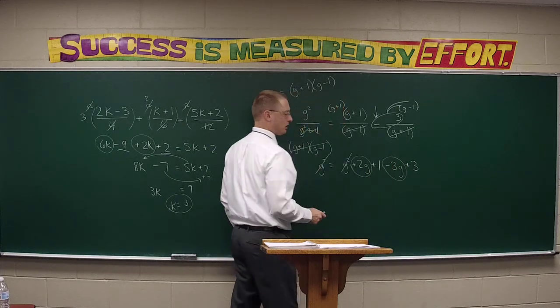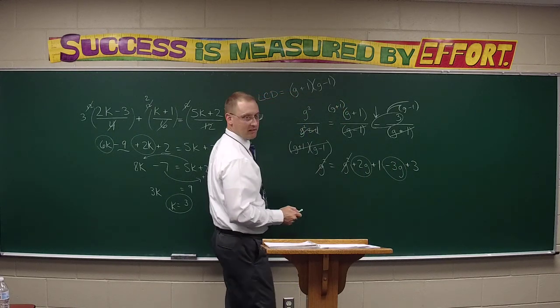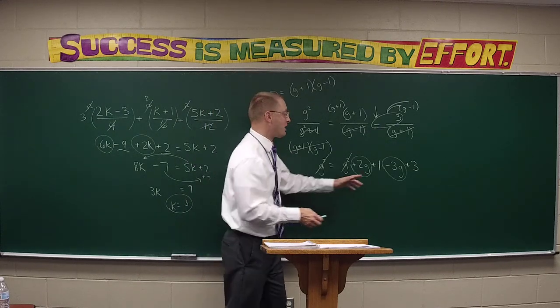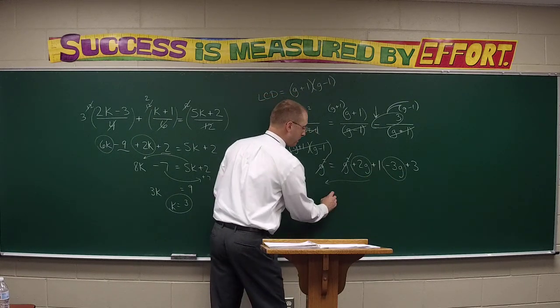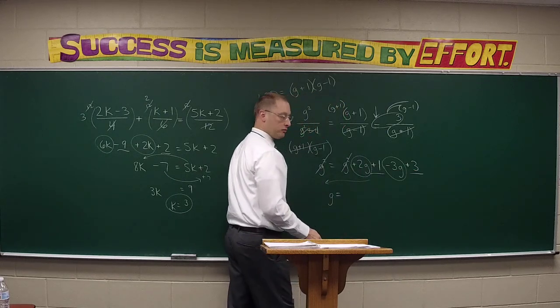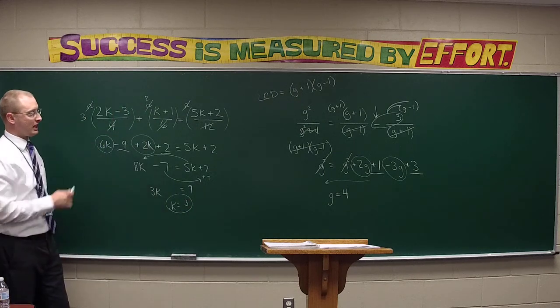which will give me initially what? A negative 1g. And I really hate negatives, but if I were to take this negative 1g and move it over here, I would end up with a positive 1g is equal to 4. And there's my answer to the second one. So for the first one, k equals 3, and then for the second one, g equals 4.